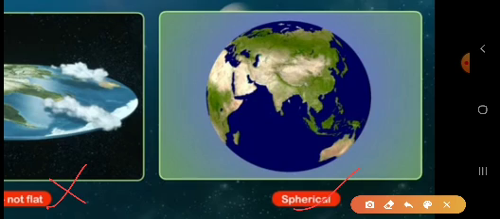This is spherical. So children, I hope you all have understood what is spherical shape and what is exactly the shape of the earth. This was found by two explorers, Christopher Columbus and Ferdinand Magellan, that the earth is not flat but it is round or spherical. Now people came to know that the earth was not flat, it was round and spherical.